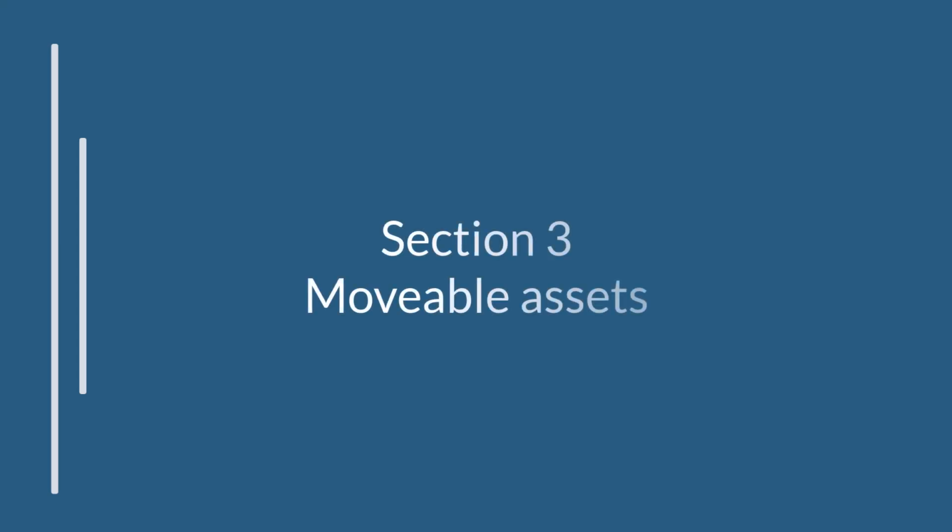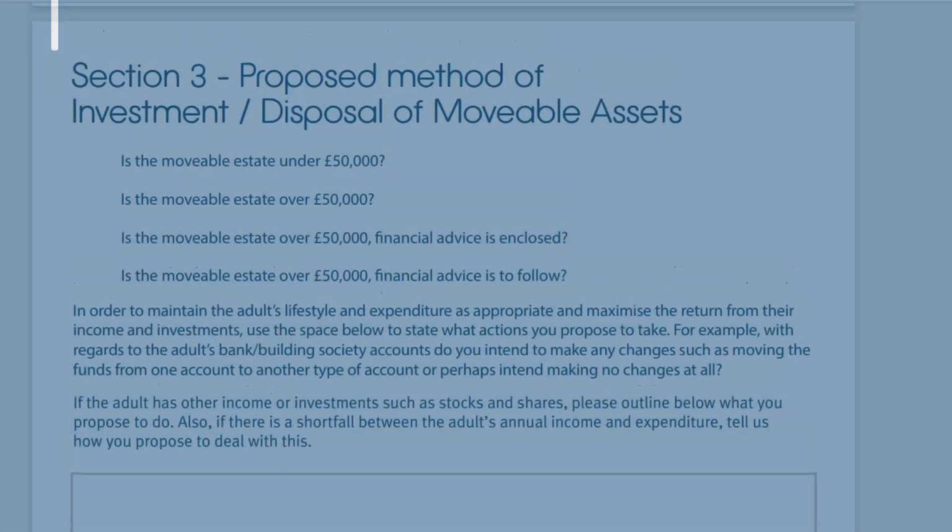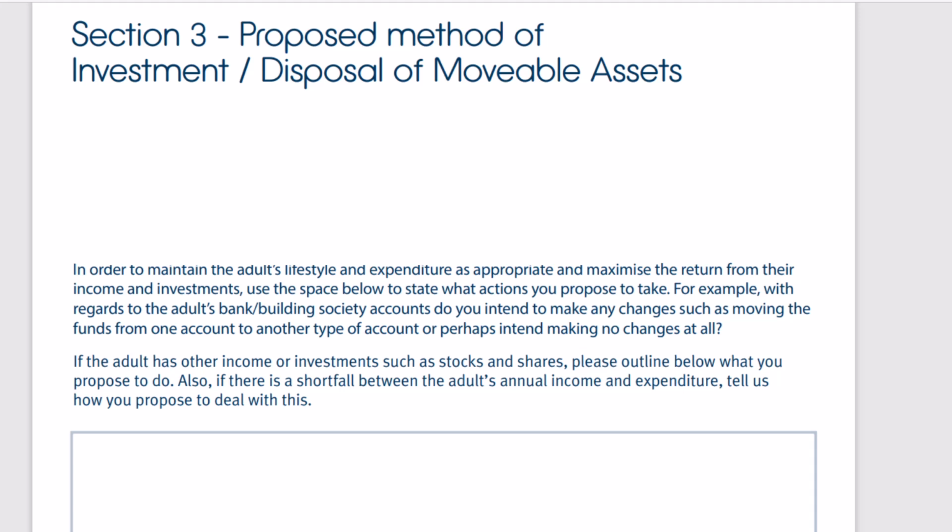Just as the previous section of the form was about your plans for any property the adult owns, this section is about your plans for any bank accounts or investments. Maybe you plan to leave accounts as they are, or you're planning to reorganise things. Write a brief explanation of what you're planning at the moment.